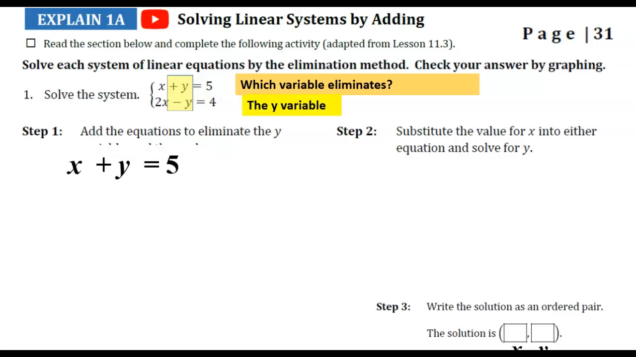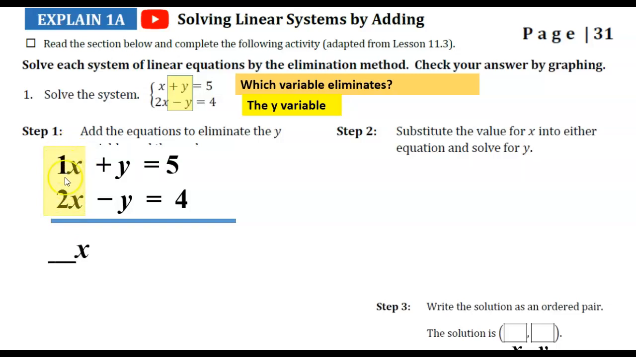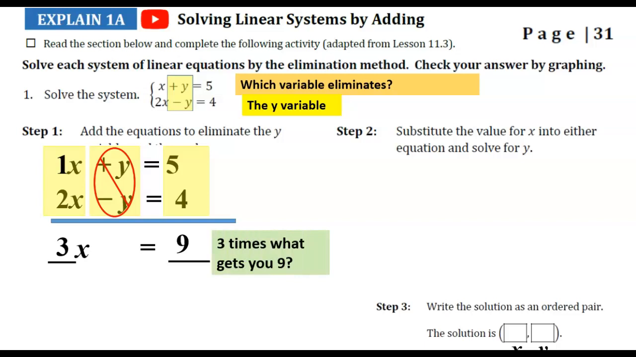It's the y variable. So what we're going to do is write down our equations, and we're going to combine like terms. So we're going to combine 1x and 2x. Yes, that is a 1x there, even though they don't put it originally. Make sure you're writing a 1 there. Take a moment to add that together. Hopefully you got 3x, since these will cancel out to be 0 anyways. And then 5 plus 4, which would be 9. So think about it: 3 times what gets you 9? Hopefully you got 3. 3 times 3 gets you 9.